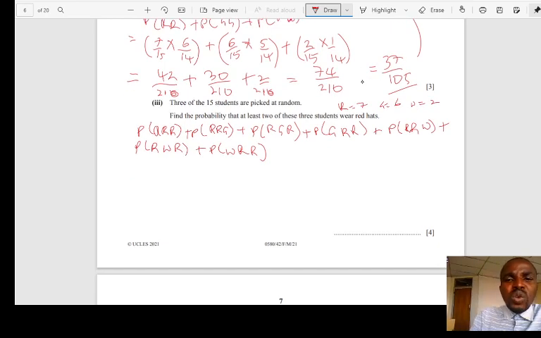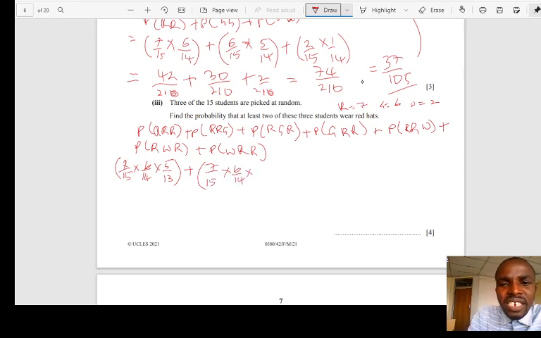Right, let's work out this one. So the first one, red, always without replacement, it will be 7 over 15 times 6 over 14, because 1 has been picked, times 5 over 13, because 2 have been picked. Then plus next one, it's red, red, green, which is 7 over 15 times 6 over 14 times green is 6, but over 13 because we have picked 2 reds.